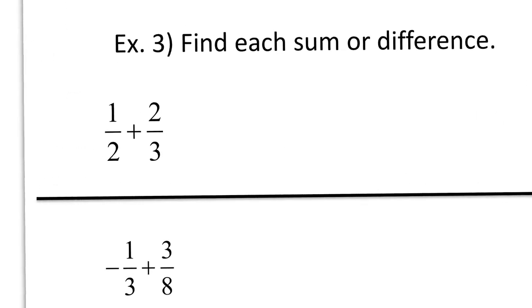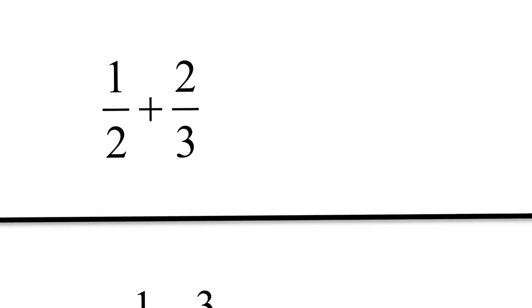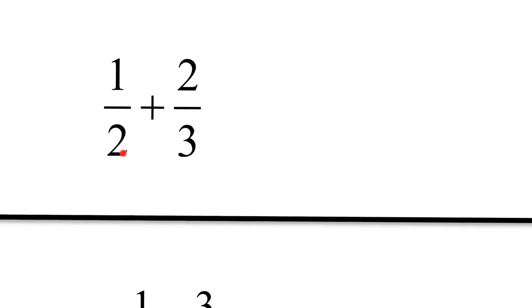So the first example, it says 1/2 plus 2/3. Okay, so first of all, my denominators are not the same. I need to find the lowest common denominator. So what is a lowest common denominator? Lowest common denominator is a number that is a multiple of 2 and a multiple of 3, that they have in common. So what do I mean? You need to start doing a list of the multiples of 2s and multiples of 3s, okay? So I'm going to do that on the bottom, and you actually don't really need to do this if you already know how to find the lowest common denominator.